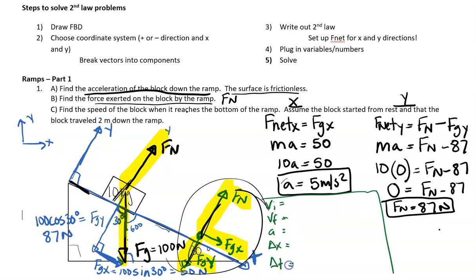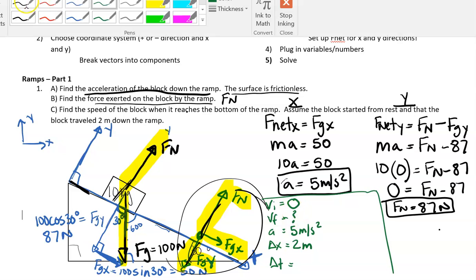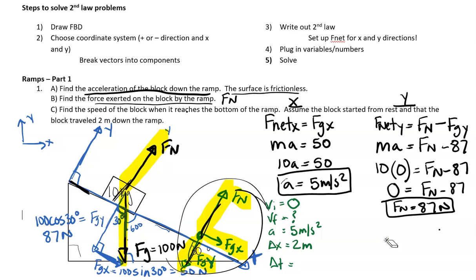So go ahead and fill out your givens and then check back in. Okay, so we know the block starts from rest, so VI is 0. Acceleration, we just found that to be 5 meters per second squared. Displacement is 2 meters. We want to find the speed of the block when it reaches the bottom of the ramp, or VF. Cool. So now let's go ahead and do some solving.